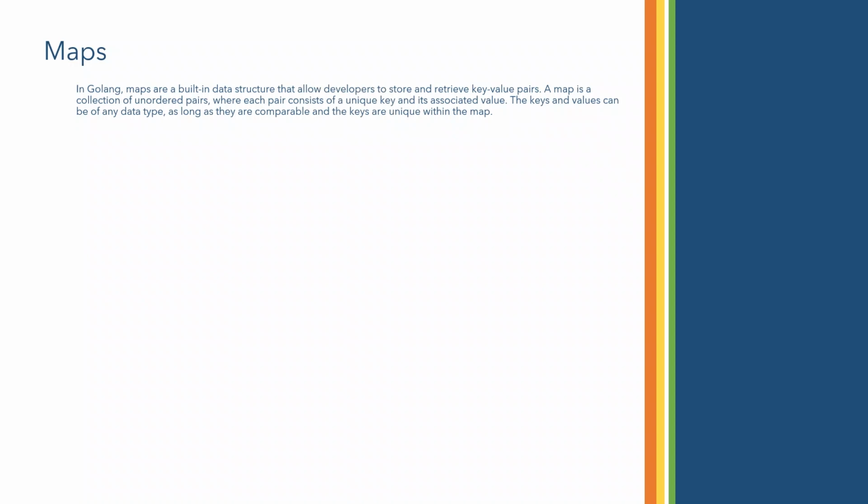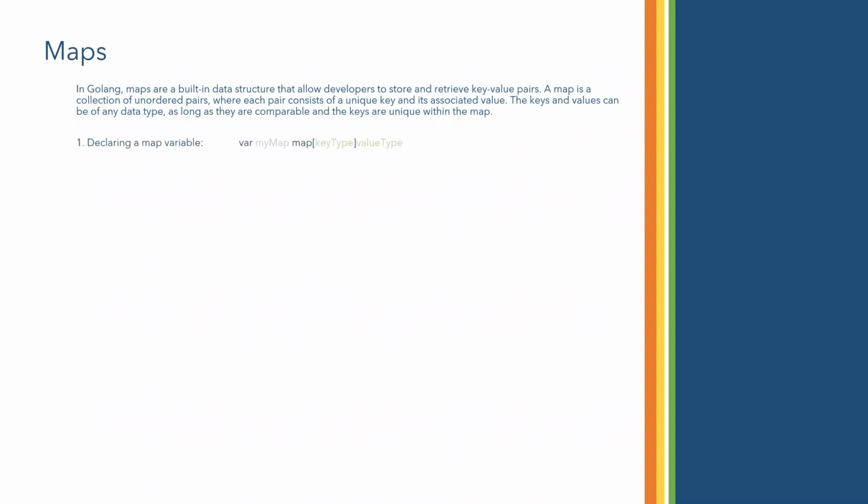In Golang, maps are built-in data structures that allow developers to store and retrieve key-value pairs. A map is a collection of unordered pairs where each pair consists of a unique key and its associated value. The keys and values can be of any data type as long as they are comparable, and keys are unique within the map.